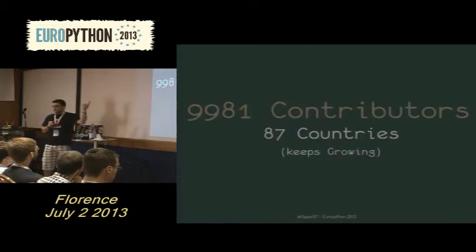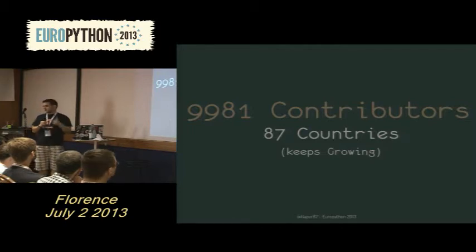Yeah, that's the number of contributors we have, right? If you go to openstack.org, you will see that number. It's the number of people that are part of the community somehow, coding, participating in mailing lists, just signing up, and whatever. They are from 87 different countries, and that number keeps growing.